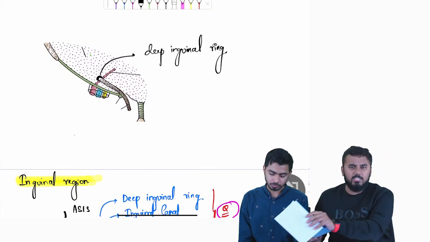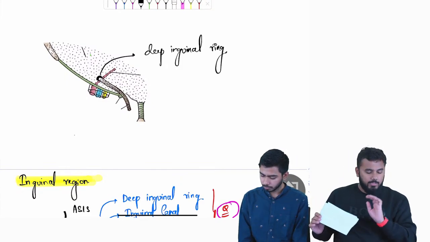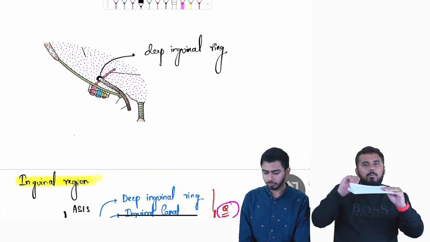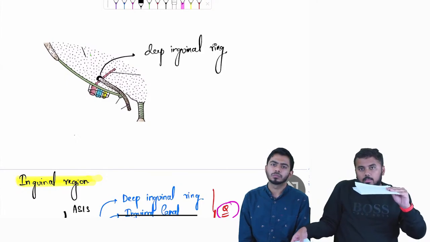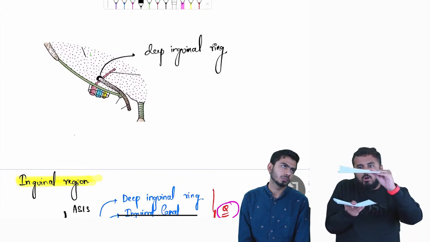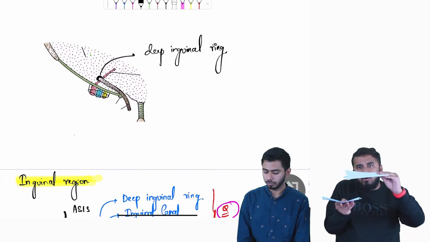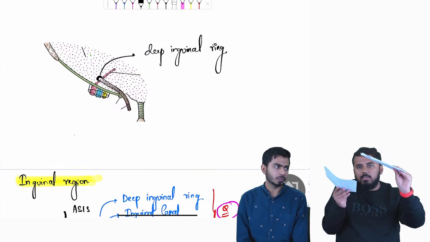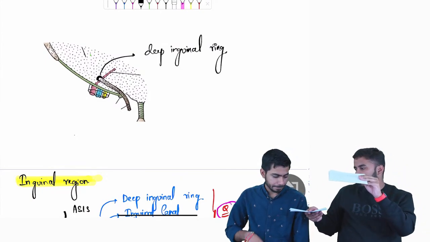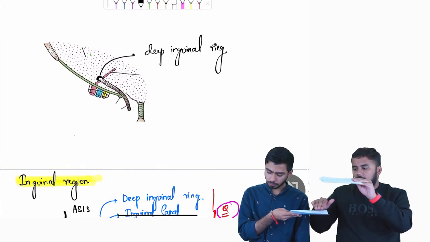The last important thing I want to tell you, guys, just for your understanding only, look here. This is, let us say, external oblique muscle. This is transverse fascia. Now they are not exactly above each other. They are a little bit oblique with each other. External oblique muscle, transverse fascia. Now, Dr. Shubham will hold it.